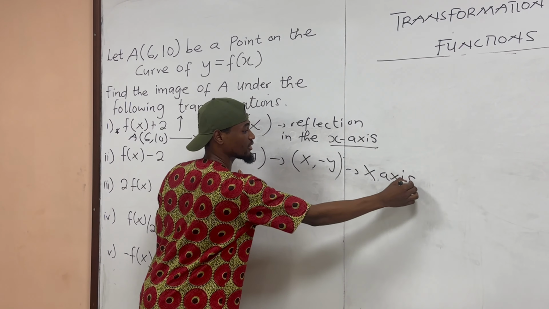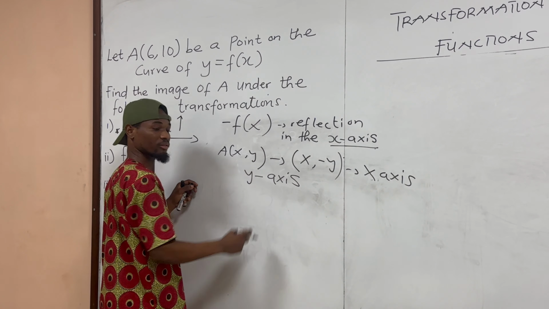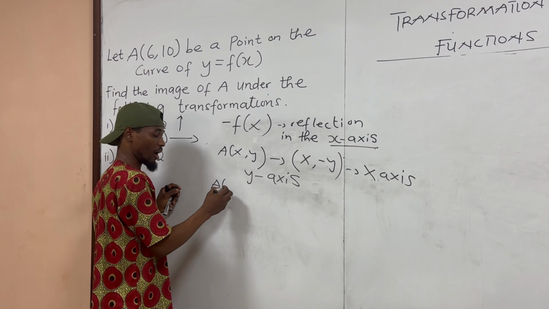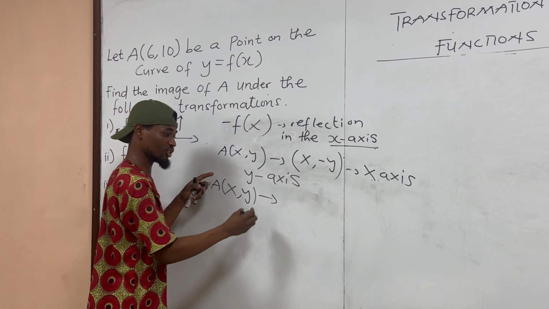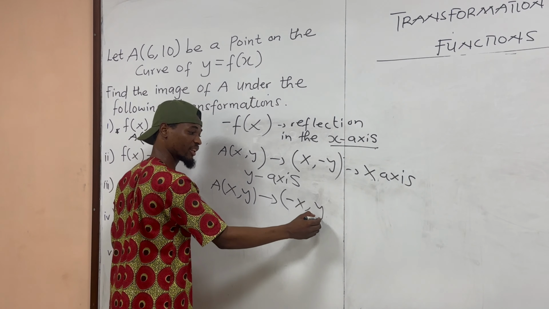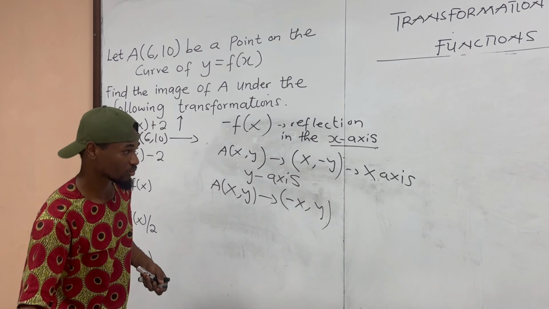And for the y-axis, you have a point, then comma, x, y. For the y-axis, you negate the x, then you maintain your y in that regard, okay?